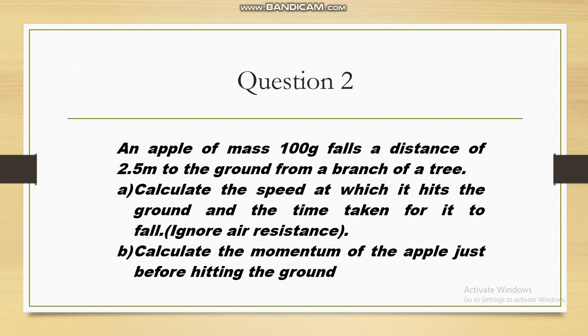An apple of mass 100 gram falls a distance of 2.5 meters to the ground from a branch of a tree. Calculate the speed at which it hits the ground and the time taken for it to fall. Please ignore the air resistance. Calculate the momentum of the apple just before hitting the ground.